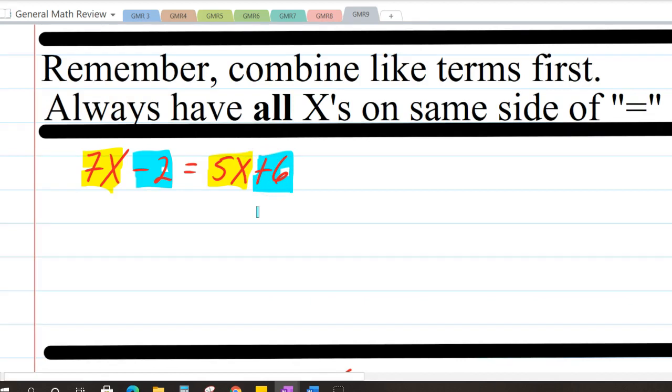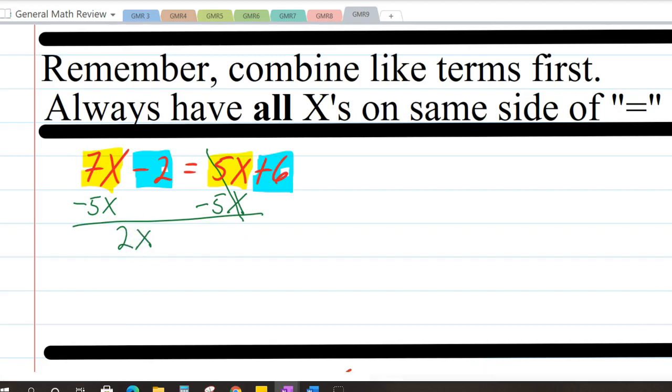This is how we do it. If possible, I want my x's to be positive, so I'm going to subtract the smaller number, the 5x. Whatever I do to one side of the equal sign, I do to the other, minus 5x. By doing the opposite sign, we cancel out. Over here, I have 7x, take away the 5x, gives me 2x.